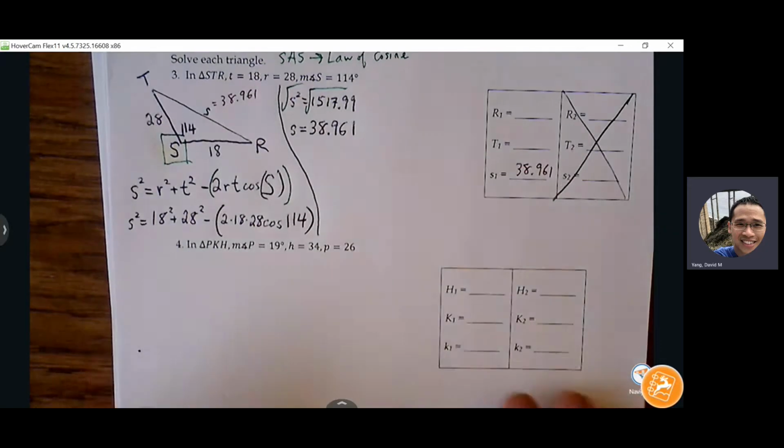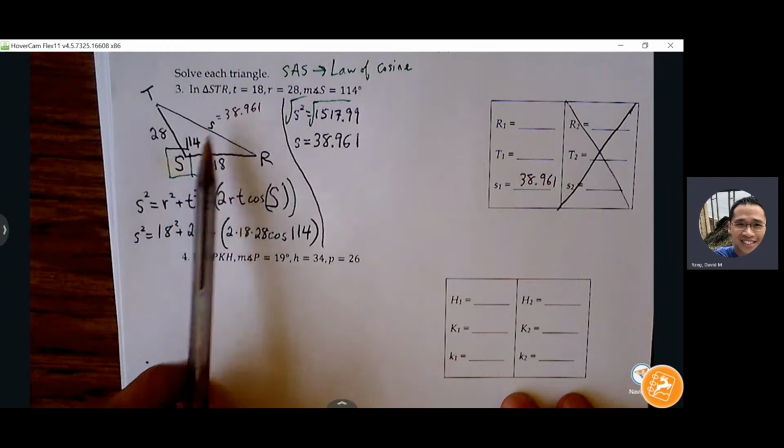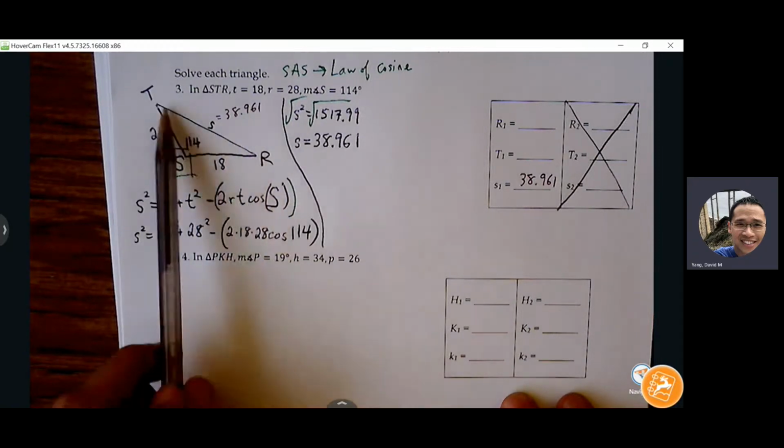Okay, so now we can move on to law of sines because you have a perfect pairing between side and angle for angle S, for variable S. We just have to either solve for angle R or angle T.